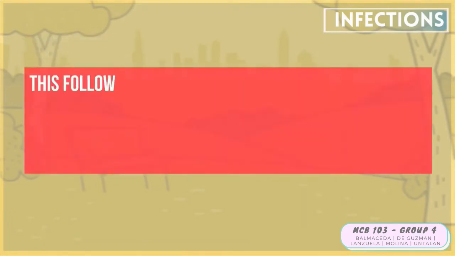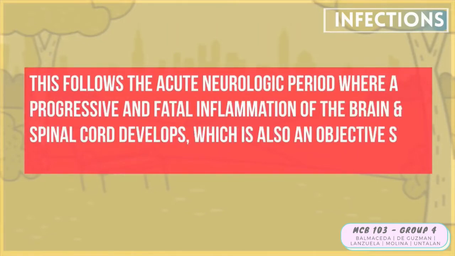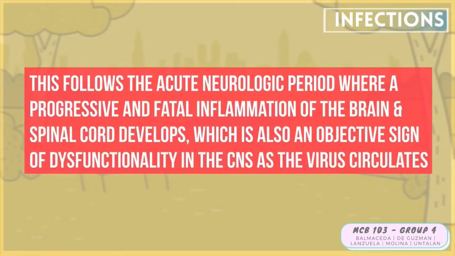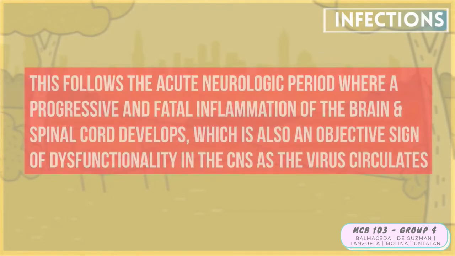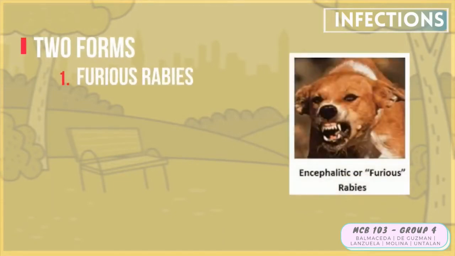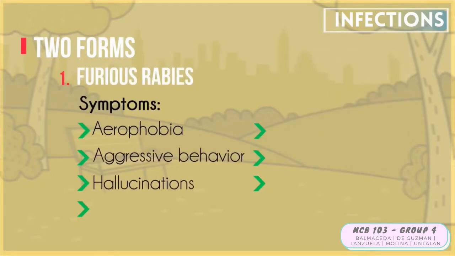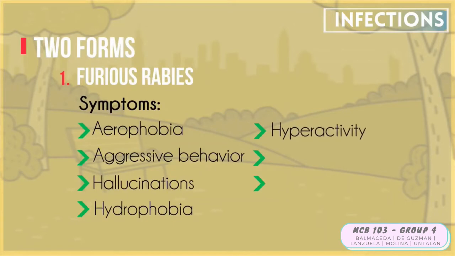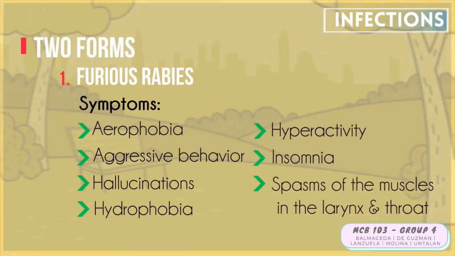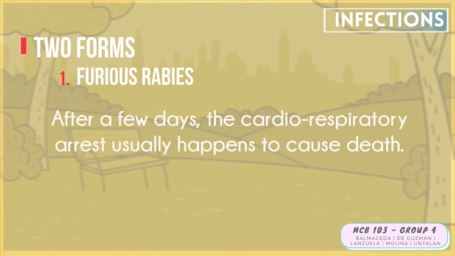This follows the acute neurologic period, where a progressive and fatal inflammation of the brain and spinal cord develops, which is also an objective sign of dysfunctionality in the central nervous system as the virus circulates. Consequently, this leads to the formation of rabies disease, which may occur in 2 forms. First, furious rabies, which results in symptoms of aerophobia, aggressive behavior, hallucinations, hydrophobia, hyperactivity, insomnia, and spasms of the muscles in the larynx and throat that are usually triggered by breeze and water. After a few days, cardiorespiratory arrest usually happens to cause death.